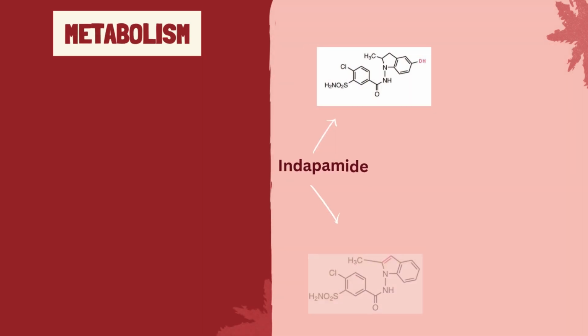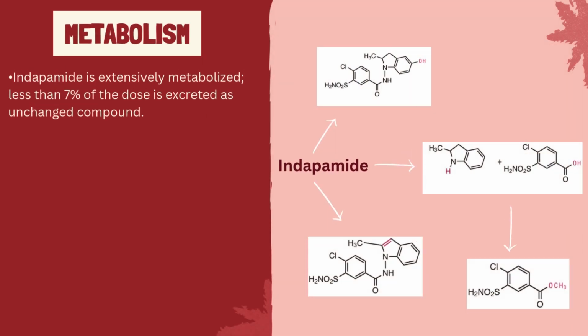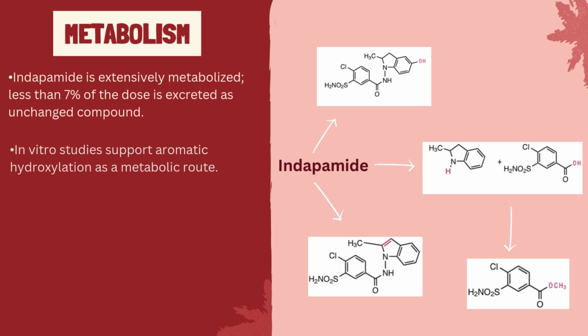What about metabolism? Indapamide is extensively metabolized. Less than 7% of the dose is excreted in urine as unchanged compound. Studies of patients with renal impairment showed little or no accumulation of indapamide in blood. In vitro studies support aromatic hydroxylation as a metabolic route.